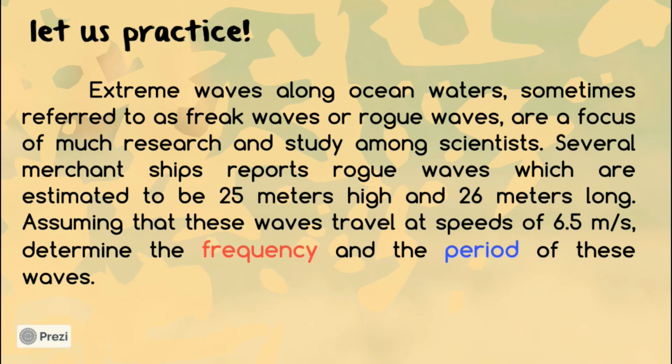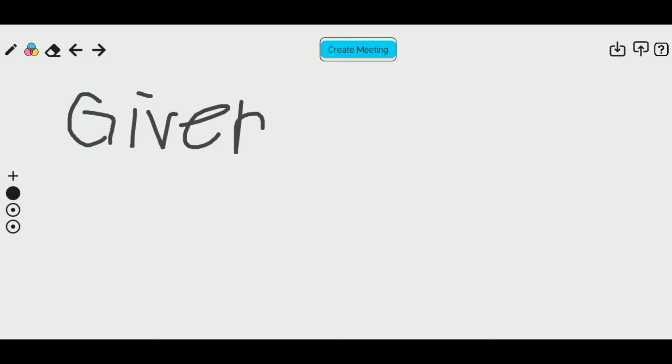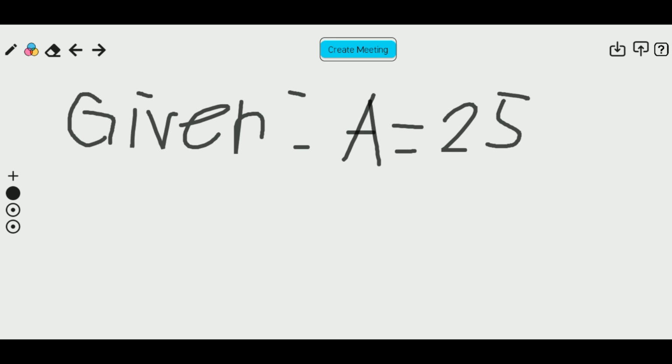Okay, my dear students, let us now begin solving our sample problem. Let us begin with identifying our given. Please bear with the writings because I'm just writing in a digital pad, as you can see. So, based on the problem, the waves are 25 meters high, meaning it is our amplitude. Since amplitude is the maximum displacement of a wave from its rest position or equilibrium position.